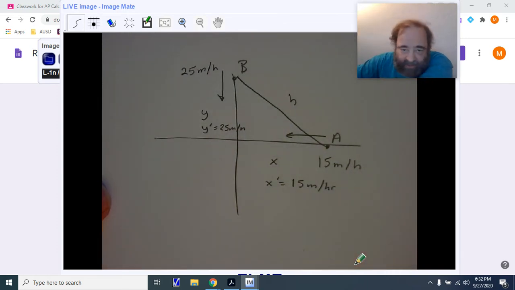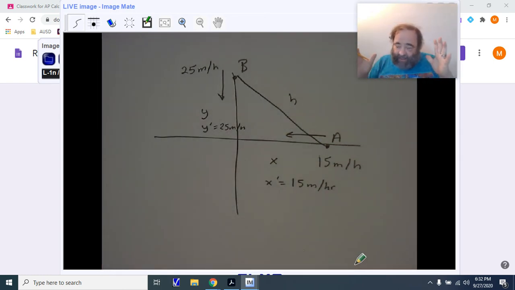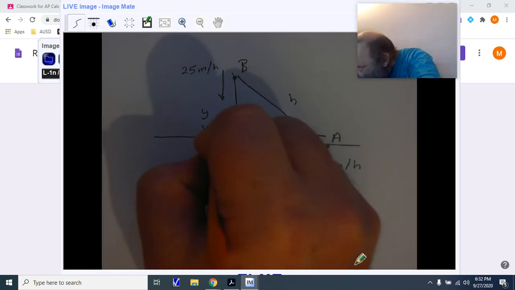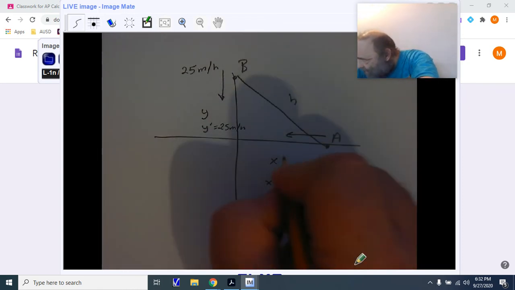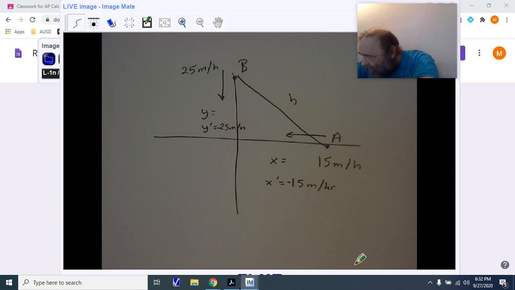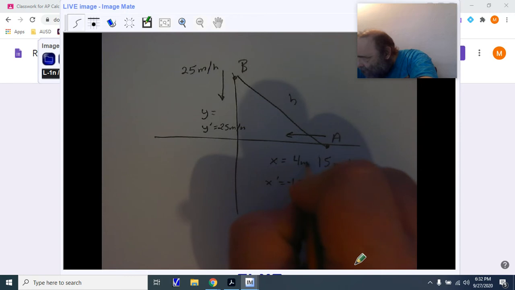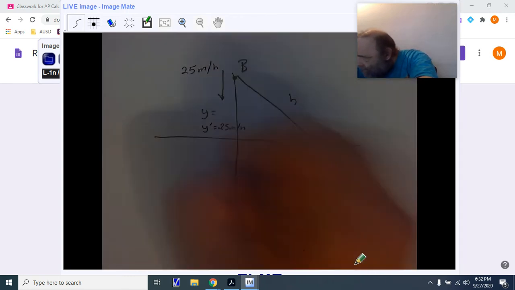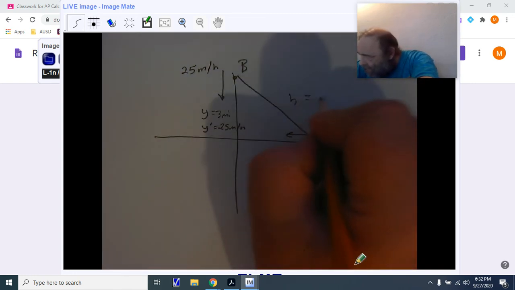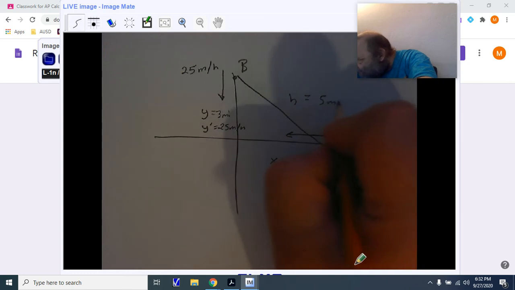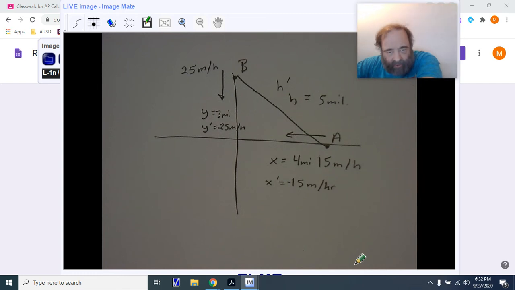Now, please be aware, because that distance is closing, because it's getting smaller, the distance is decreasing, we have a negative rate, even though the distances themselves might be positive. So let's say I have 4 miles away here, and I have 3 miles away here. According to my Pythagorean theorem, h is 5 miles away. Now we're asking, at what rate are the cars getting closer to each other?